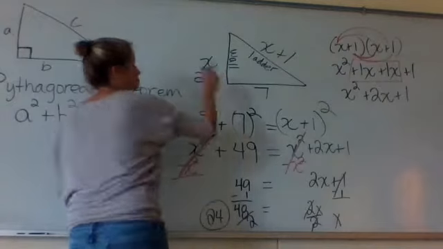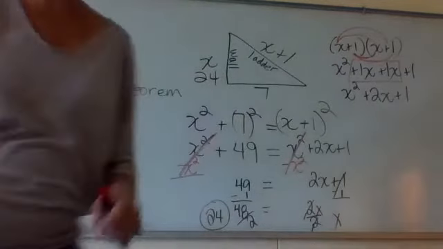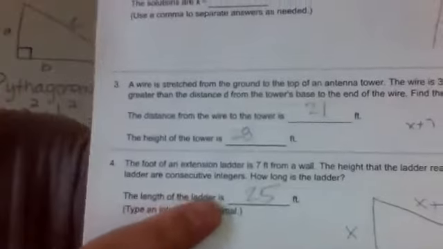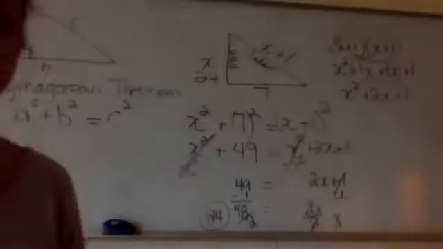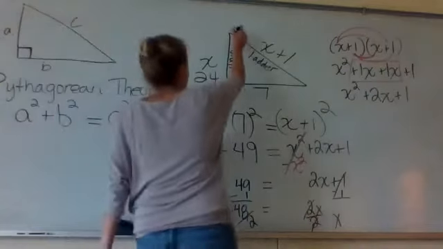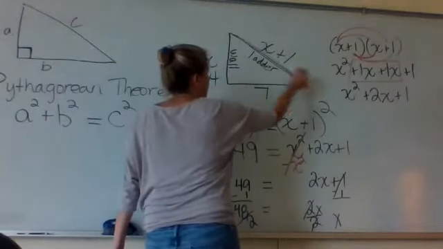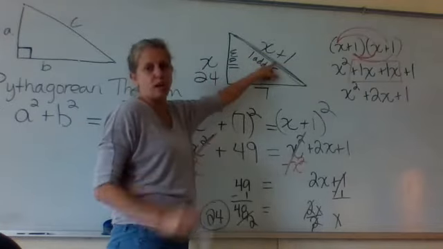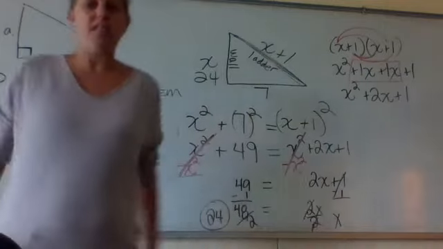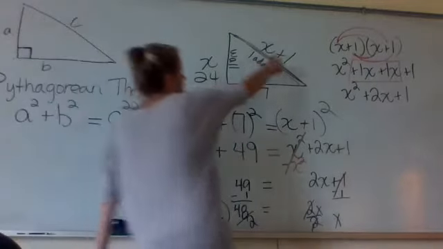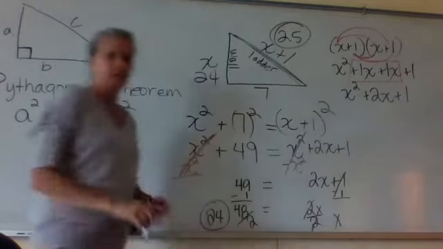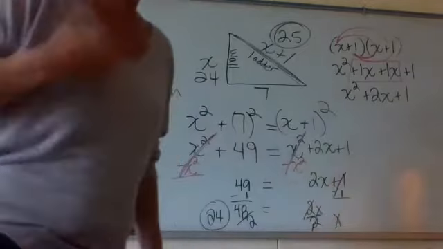It gave me 24. Now, be careful on this problem. The only question that it asks you, the length of the ladder is blank. Well, here's the length of the ladder. This is the side that represents the ladder, which is the number right after 24, right? Its consecutive integer would be the number right after 24, or x plus 1, which is 25. So the length of the ladder is 25 feet.